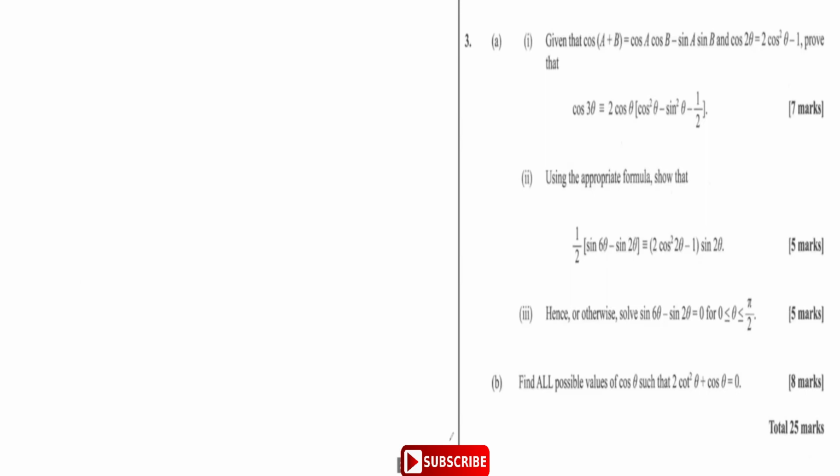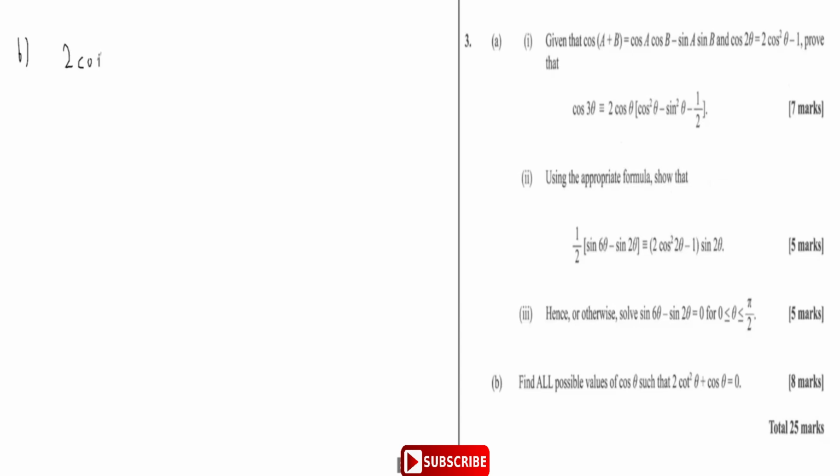Final question. One more equation to solve. Part B. Part B is giving us, find all possible values of the cosine of theta such that 2 cot squared theta plus cos theta is 0. And it says find all possible values of cos theta. It didn't say it wants theta, it said it wants cos theta.